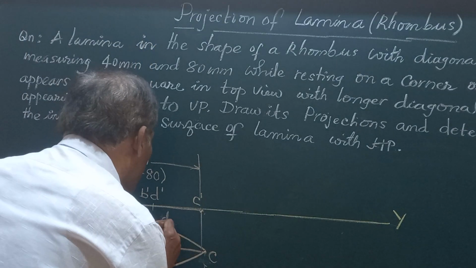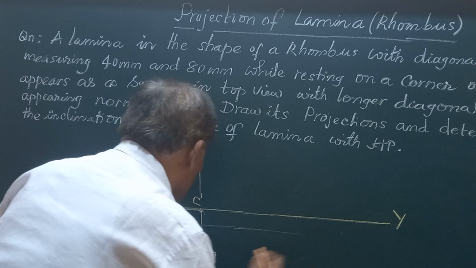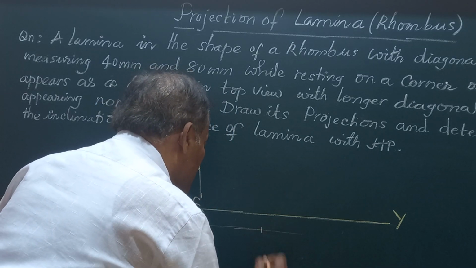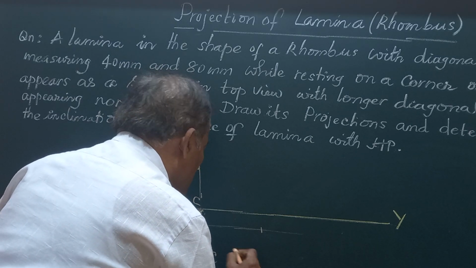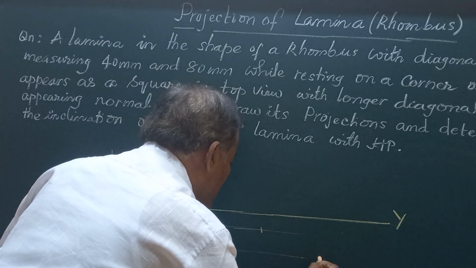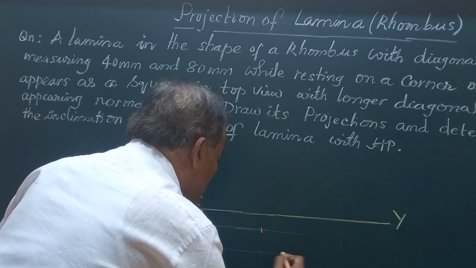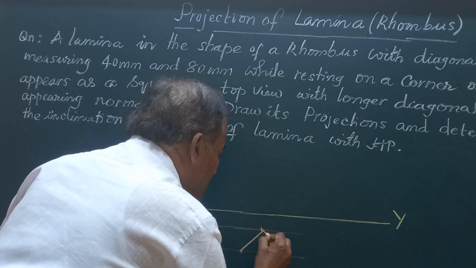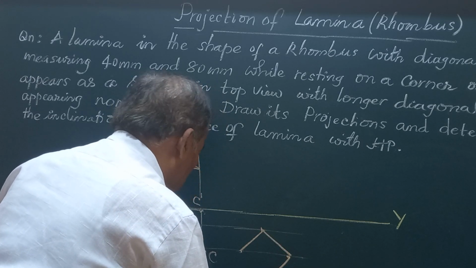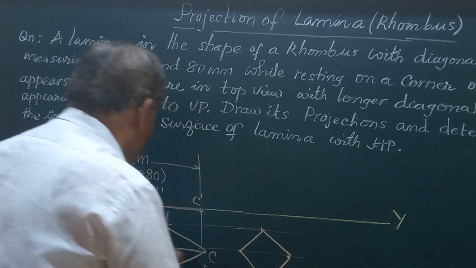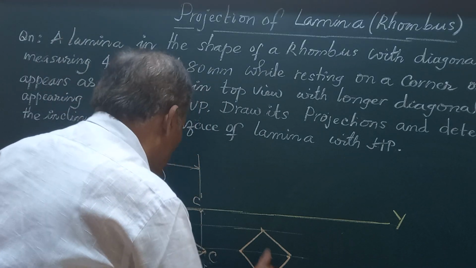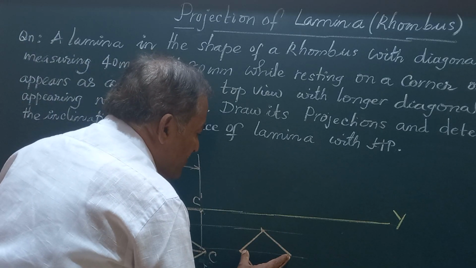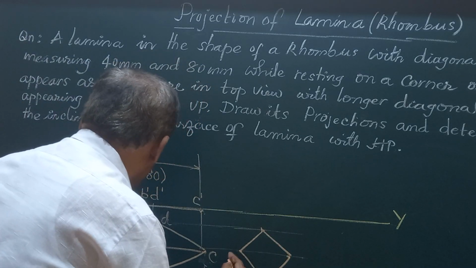So adjacent to this figure, in the top view, I am going to get a square with all the sides equal. So I will have a square here, and all the sides of the square will be the same, and all of them will measure 40 millimeter each. So this is 40. When this is 40, this will also be 40, and all the sides will become equal to 40.